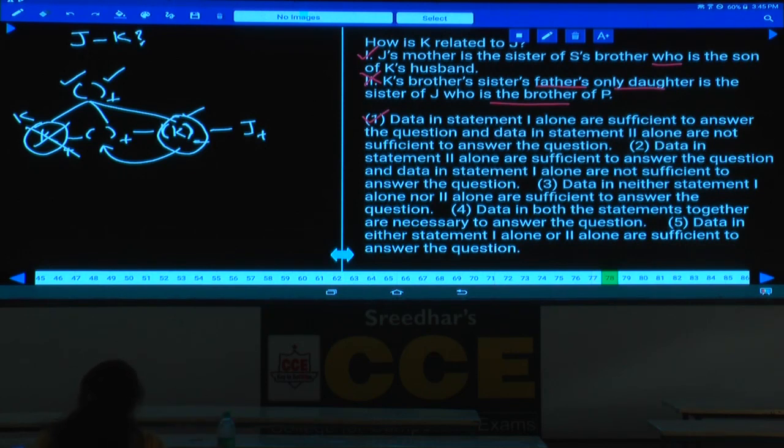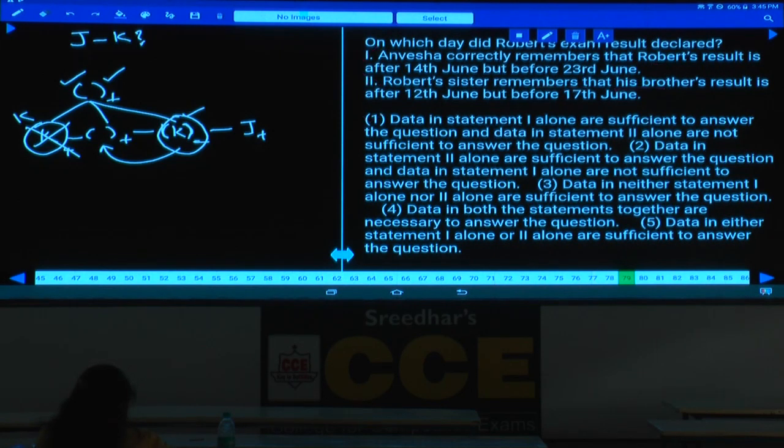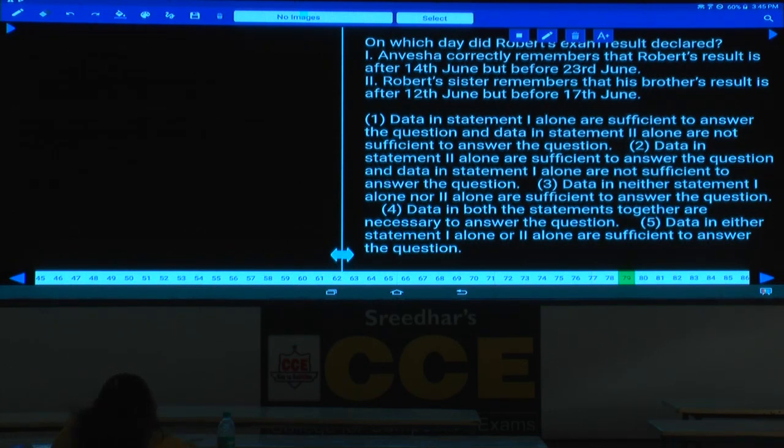Then coming to question number 79. Now in this question number 79, on which day did Robert's exam result declared? Now condition number 1. Anvesha correctly remembers that Robert's result is after 14 but before 23rd. After 14 before 23rd could be 15, 16, 17, 18, 19, 20, 21 and 22. Hence how many different dates we can have on any one of these dates? Isn't it? 4, 5, 6, 7, 8 dates.